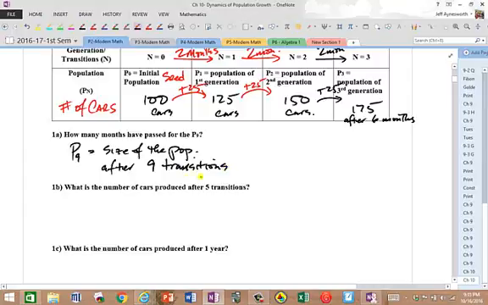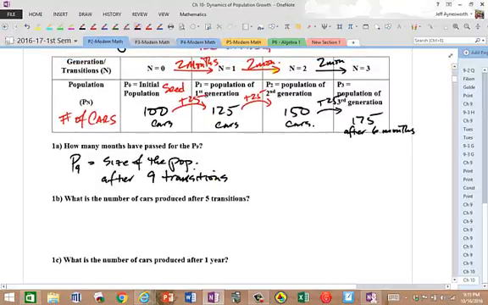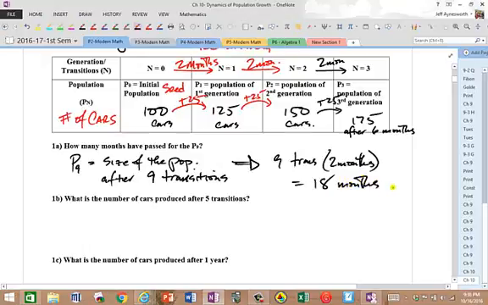Well, how long is a transition? Tell the person next to you. Look up here. How long is a transition? You got it, 2 months. If you go through 9 transitions, and there's 2 months for every transition, it sounds like 18 months. You multiply the number of months per transition, so 9 times 2 is 18 months total. And if we wanted to figure out the size of the population, we just keep on adding 25 multiple times to get P sub 9.